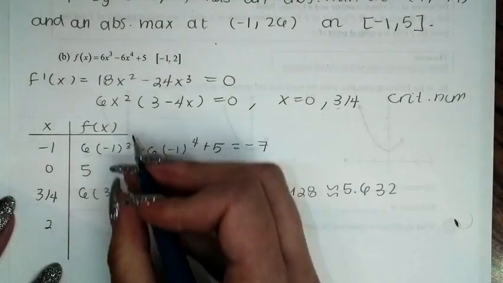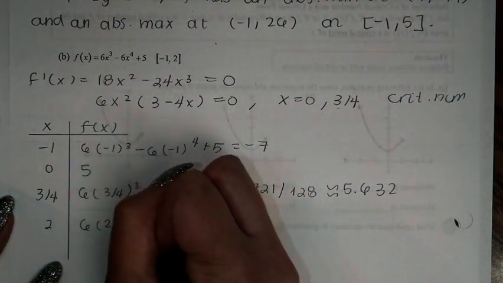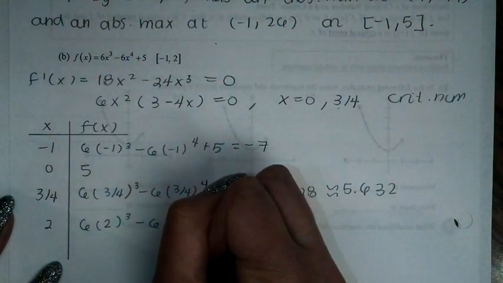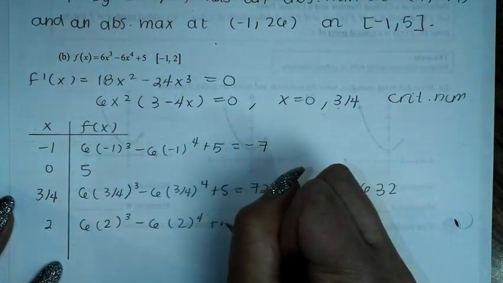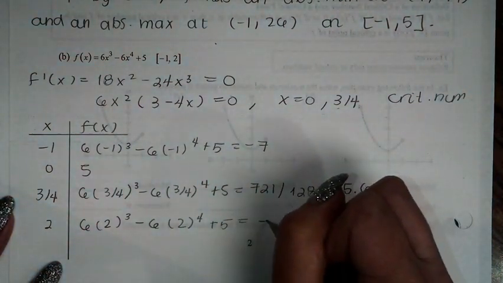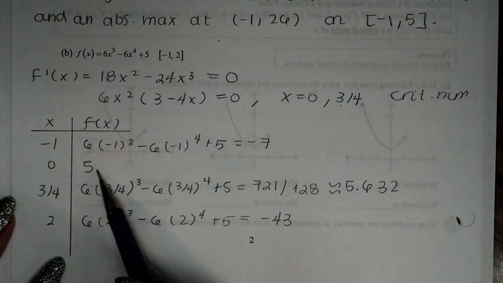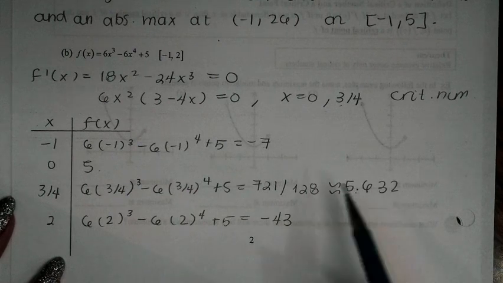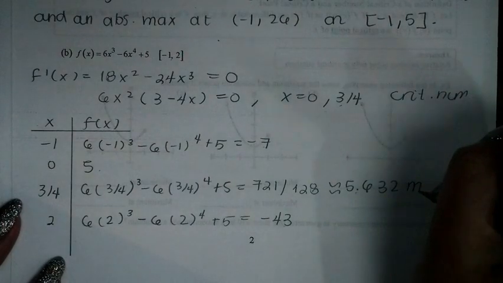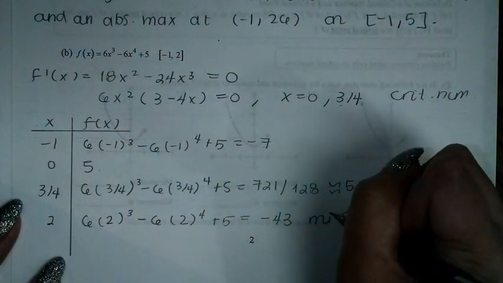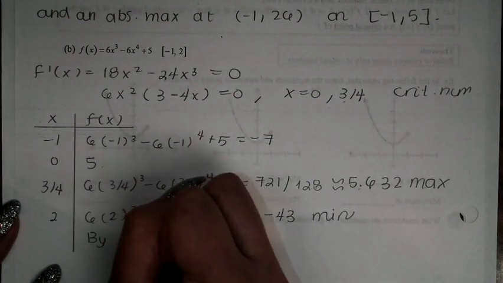Then the 2, you plug the 2, right? 2 to the power 3 times 6 minus 6 times 2 to the power 4 plus 5. So you have that this is going to be equal to -43. So you compare your values. You have -7, 5, positive 5.6, and -43. So you can see that this one is the highest number and this one is the lowest number that you have. So let's conclude by extreme value theorem.